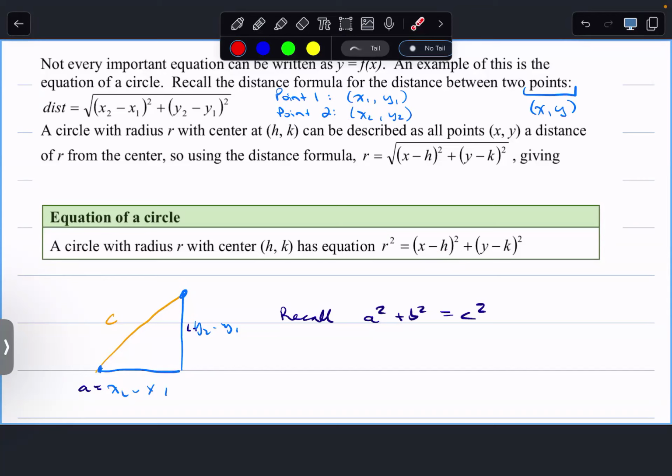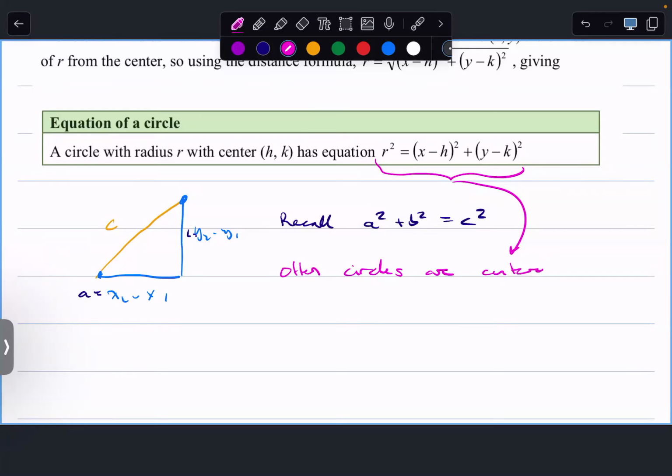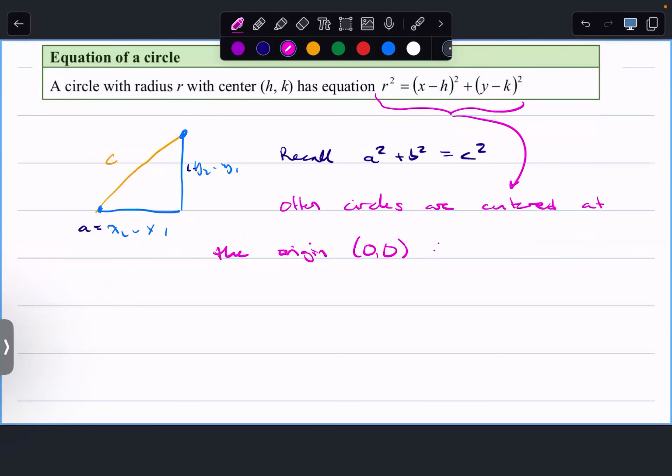Usually circles are centered at the origin, 0, 0. And so here I'll do a little special case, because you might be thinking that's not how I remember circles looking. And so often circles are centered at the origin, 0, 0. So then r squared is x minus 0 squared, so that's x squared, plus y minus 0 squared is y squared. And that might be something you're more familiar with.